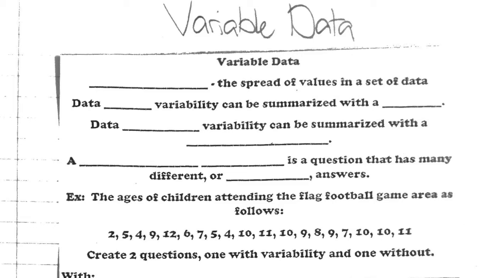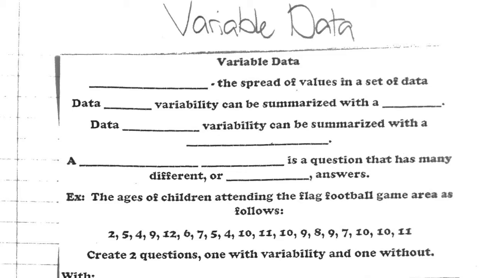Hi, sixth graders. We are looking at page 15 in our data books. Our title is Variable Data. So we're going to talk about what makes a question or what makes data variable or not variable. So the first thing is we're going to fill in this sheet that you should already have glued in. Pretty easy, just kind of filling in the blank as we go.